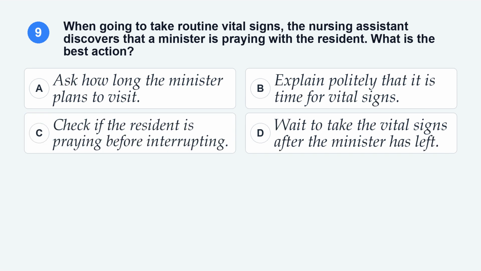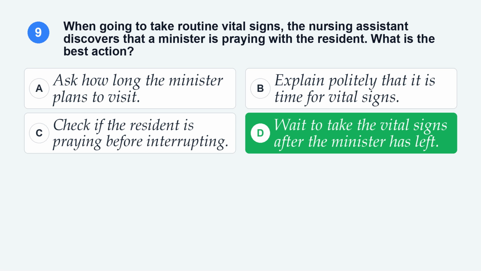Question 9. When going to take routine vital signs, the nursing assistant discovers that the minister is praying with the resident. What is the best action? Option A. Ask how long the minister plans to visit. Option B. Explain politely that it is time for vital signs. Option C. Check if the resident is praying before interrupting. Option D. Wait to take the vital signs after the minister has left.